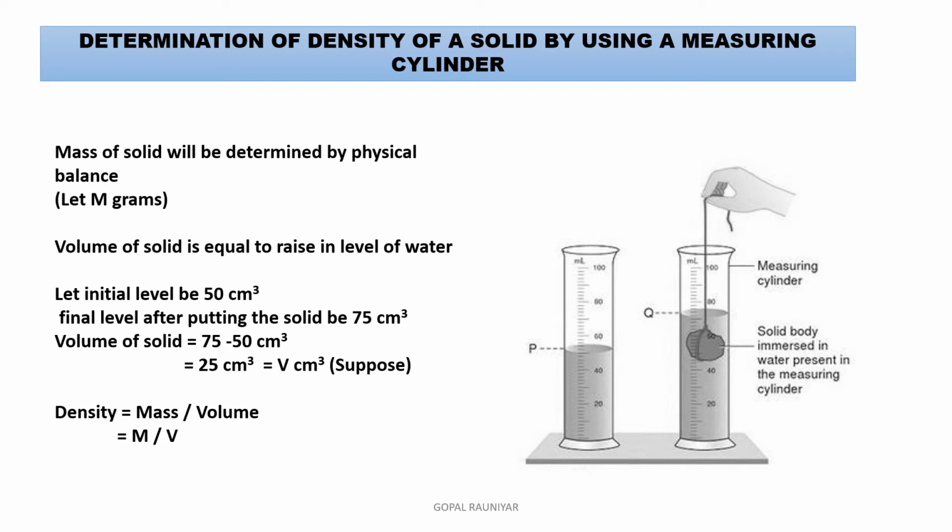Mass is m gram of this solid and volume is V. So density will be m upon V, and the unit of density will be gram per centimeter cube. Now, measuring the density of an irregular solid using a Eureka can. First we have to see what a Eureka can is.